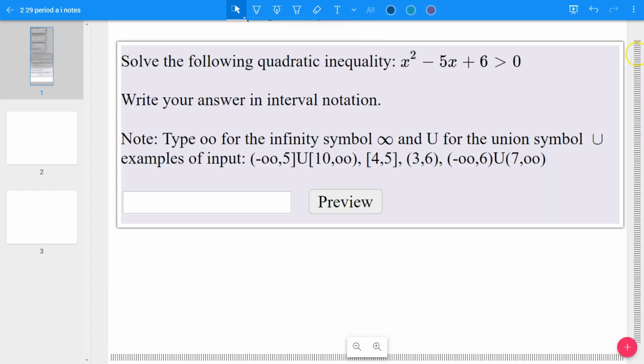Just like that. Let's take a look at one more example. Solve the following quadratic inequality: x squared minus 5x plus 6 greater than 0.